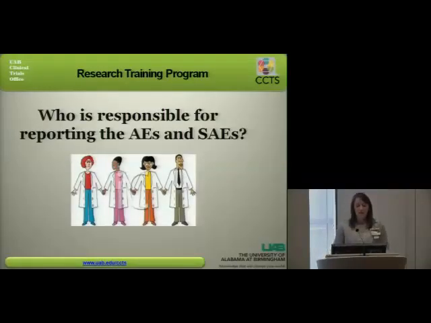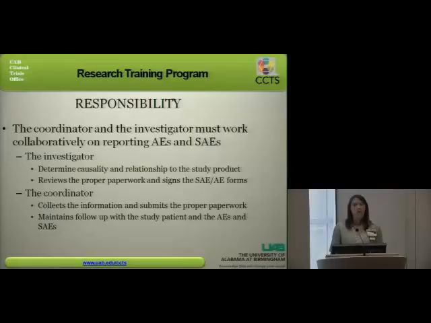So who is responsible for reporting the adverse events and serious adverse events? Responsibility. The coordinator and the investigator must work collaboratively on reporting adverse events and serious adverse events. The investigator determines the causality and relationship to the study product. They will review the proper paperwork and sign the SAE or adverse event forms. And the coordinator will collect the information and submit the proper paperwork. They will maintain follow-up with the study patient and the adverse events and serious adverse events.